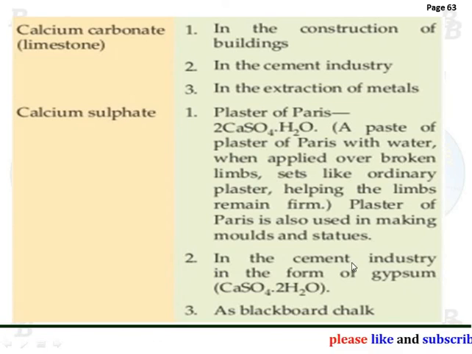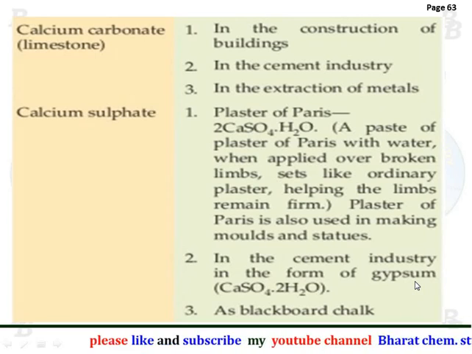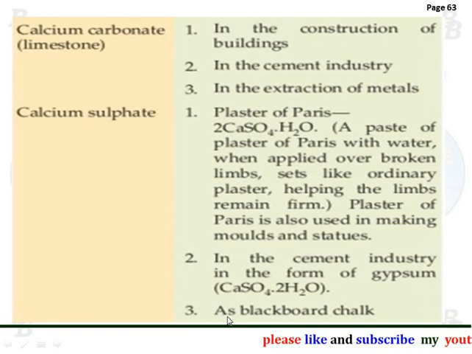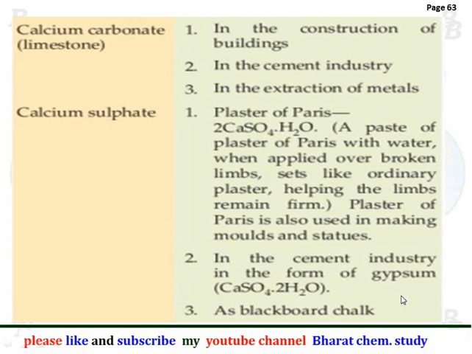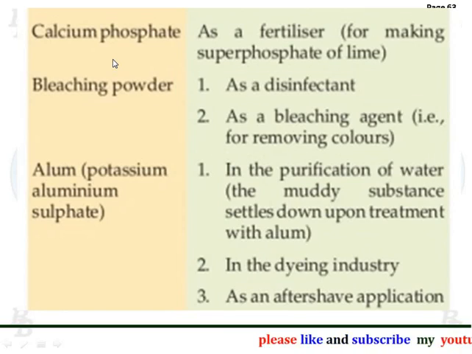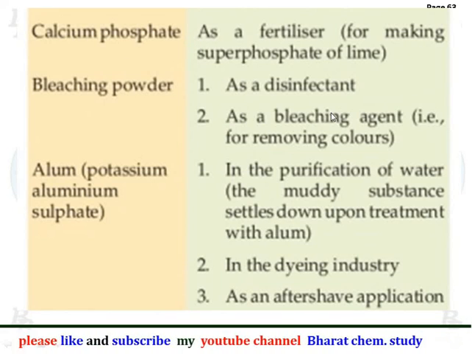It is used in the cement industry in the form of gypsum, having the formula CaSO4.2H2O. It is called gypsum. Third, it is used as blackboard chalk. So it is also used for making blackboard chalks. Calcium phosphate is also used for making fertilizers.